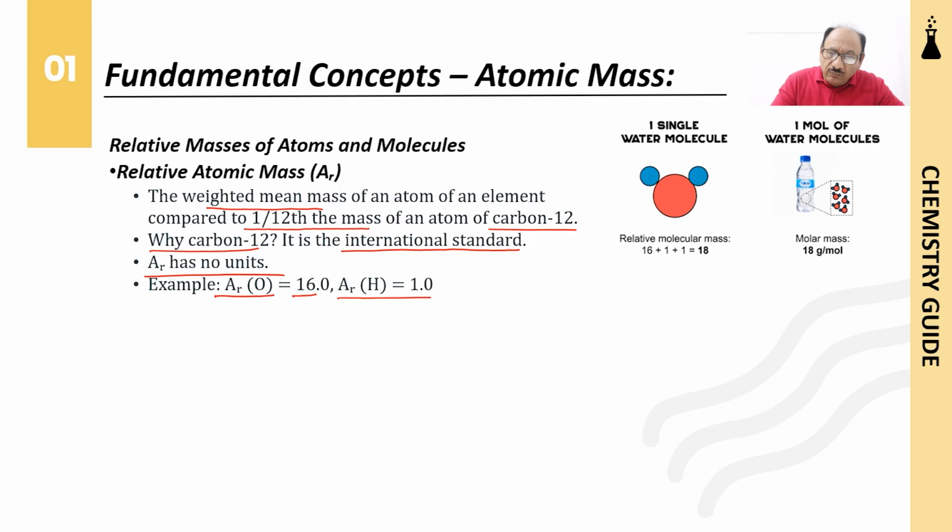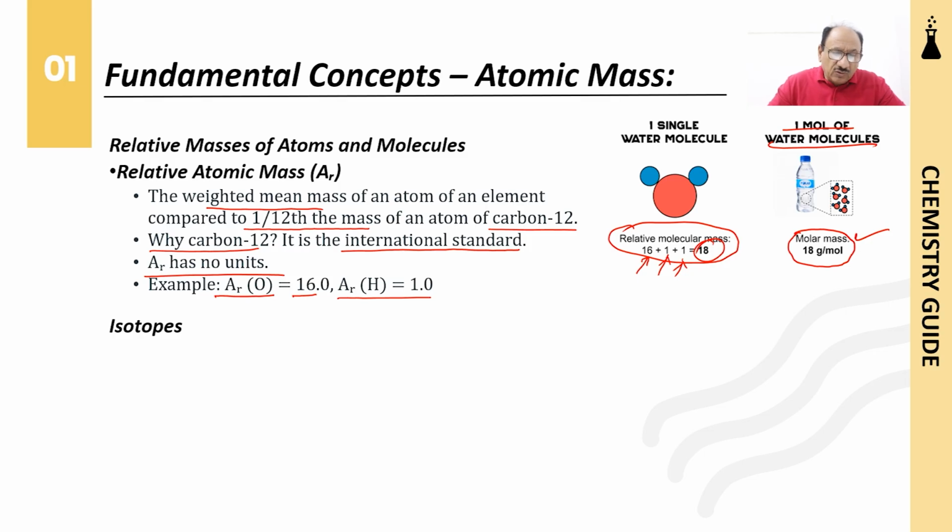And if we want to calculate the relative molecular mass, we add the relative atomic masses. So 16 plus 1 hydrogen plus 1 more hydrogen, so it will be 18. And 1 mole of water molecules will be 18 grams per mole. So the molar mass, we say that it is 18 grams per mole.